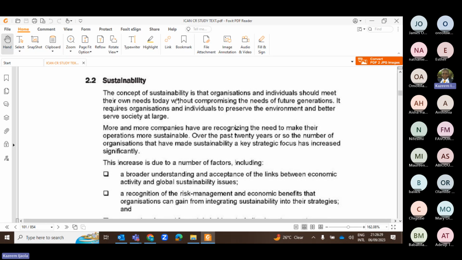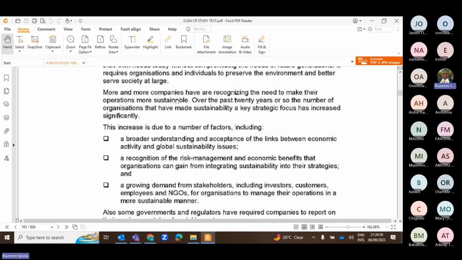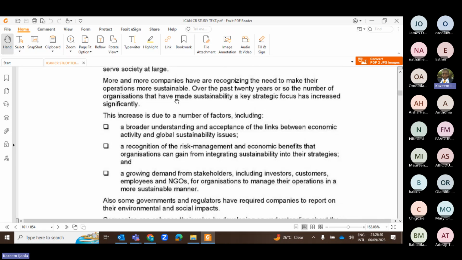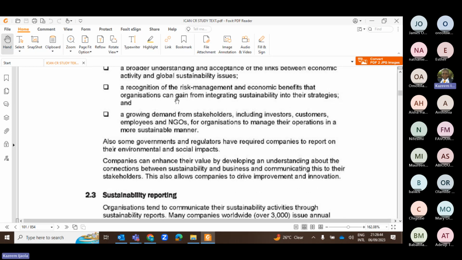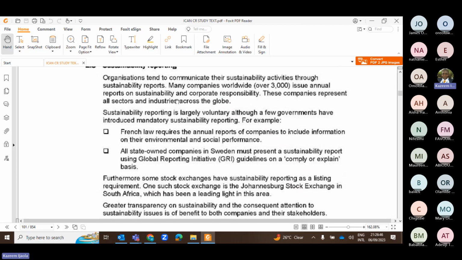So what the concept of conservation is saying is that as you are trying to generate your own revenue today, and meet your own needs today, you should not compromise the needs of future generations. So this is a very, very big issue at the global stage.